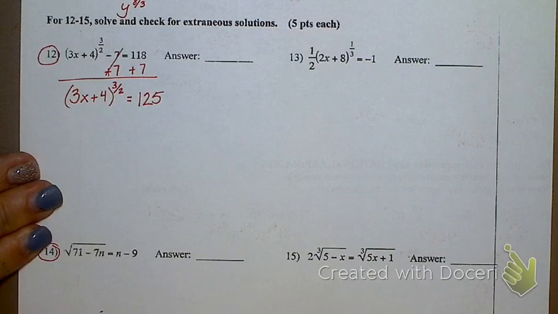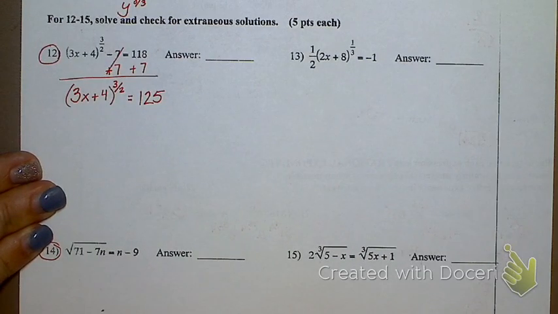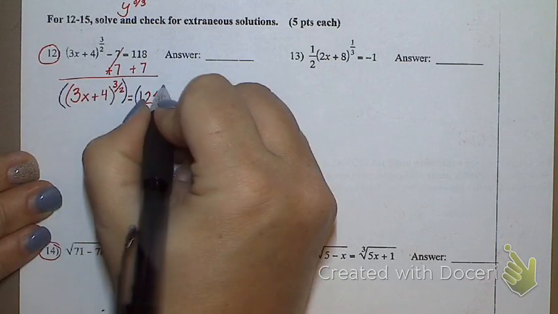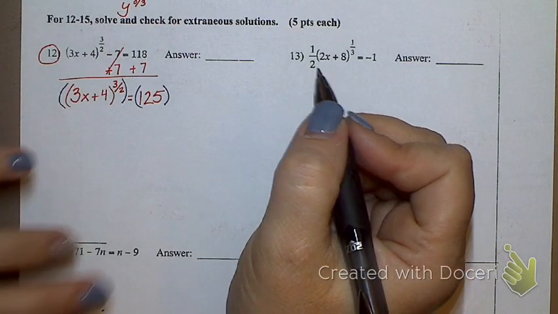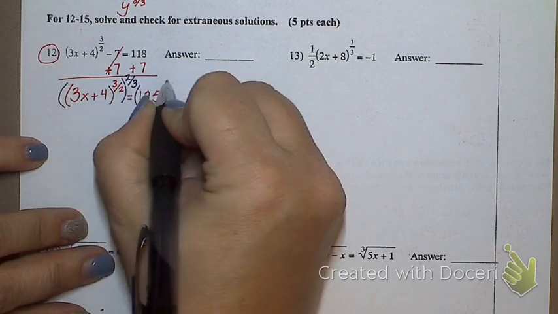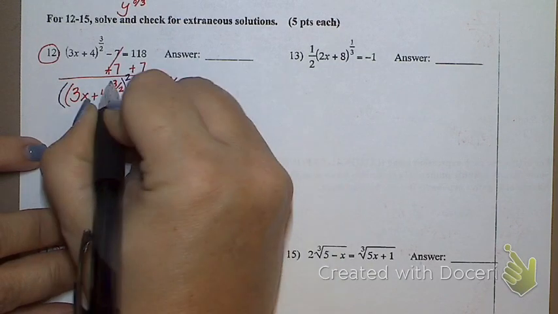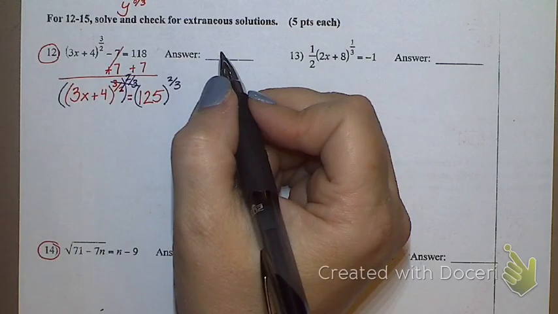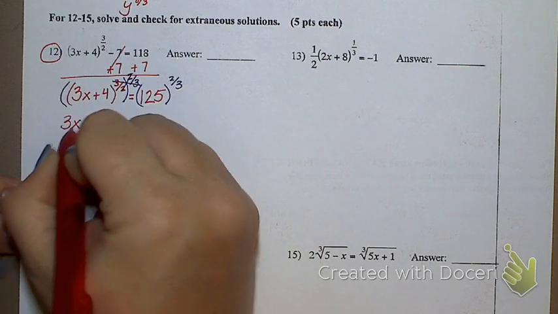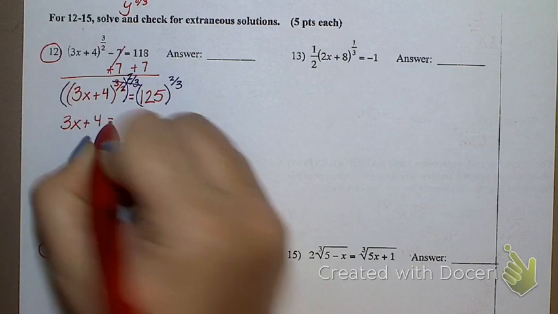So what can I do now? How do I get rid of the exponent? I raise both sides to the reciprocal power. So I'm not multiplying by 2/3. I'm raising both sides to the 2/3 power. Yeah? That's going to leave me with 3x plus 4 equals what?